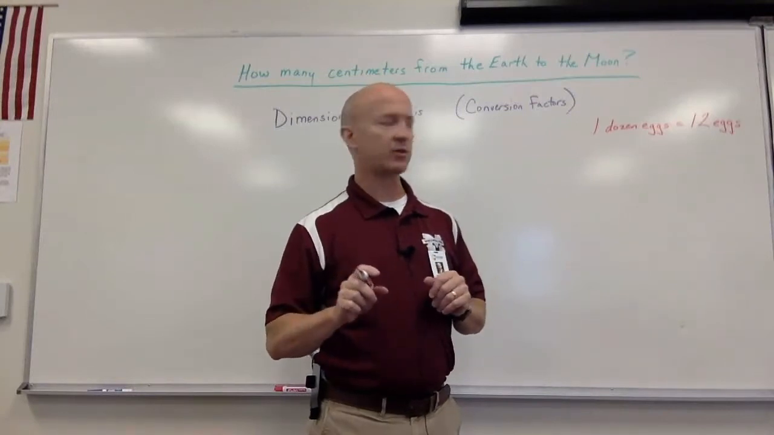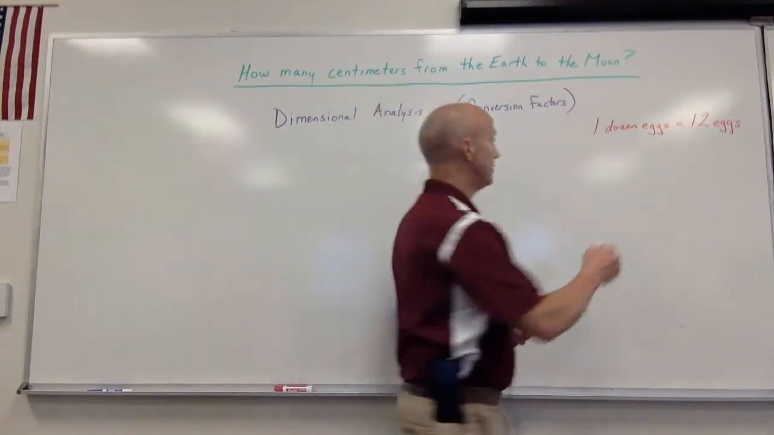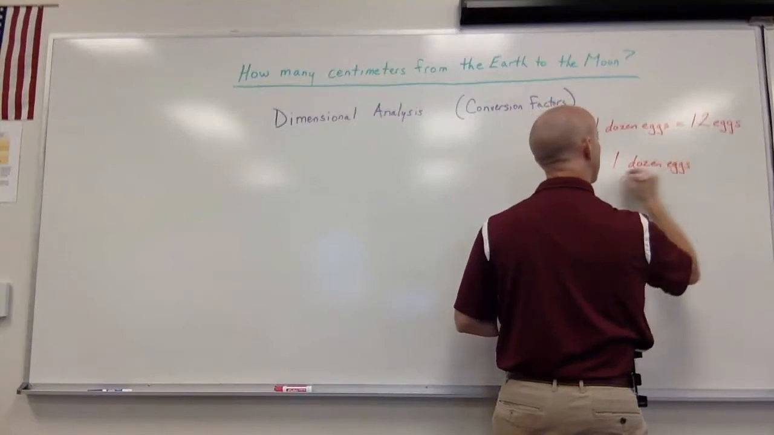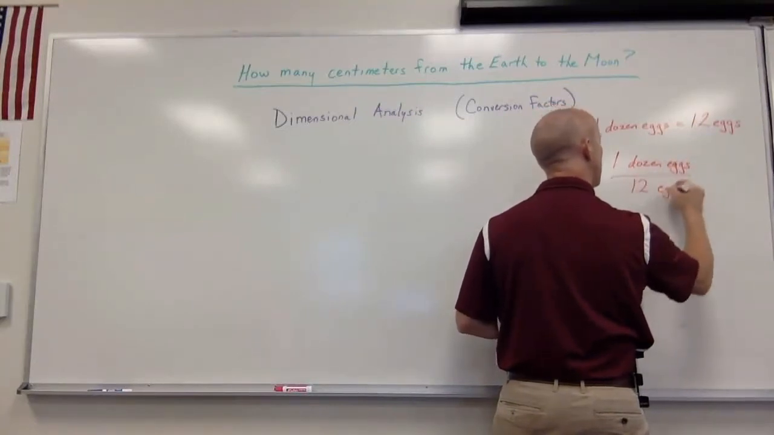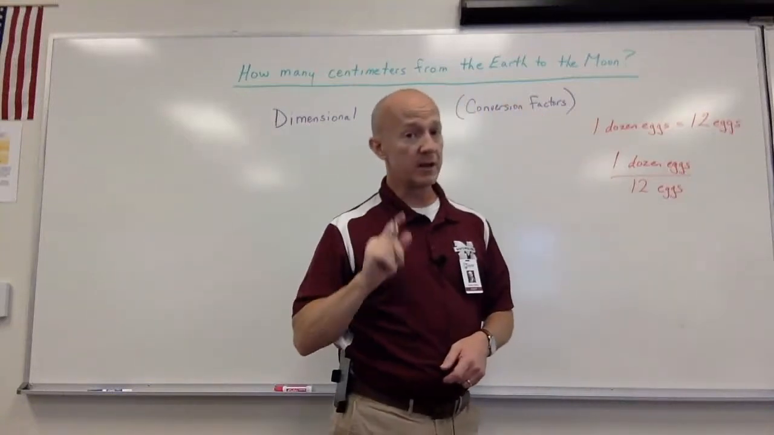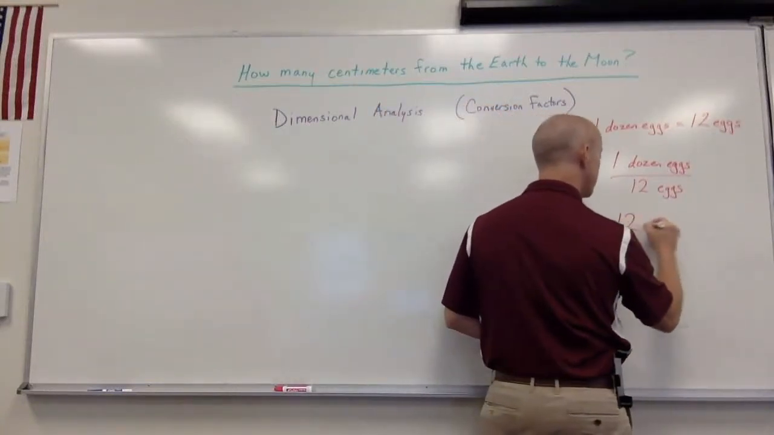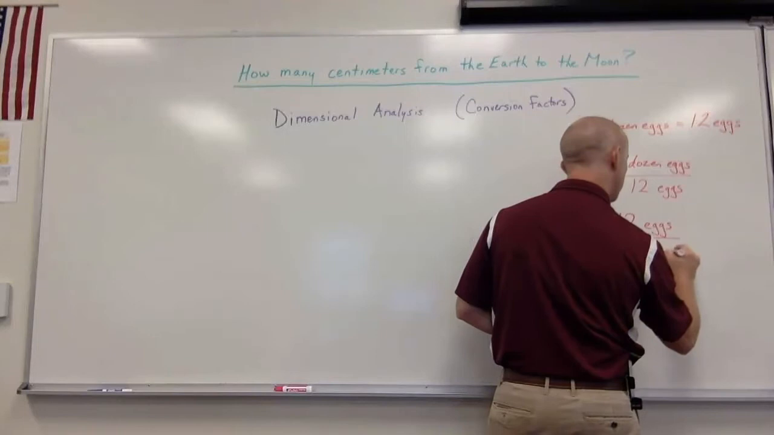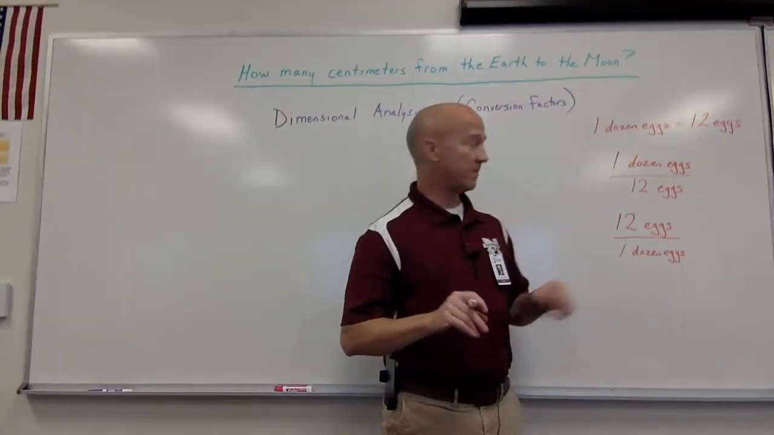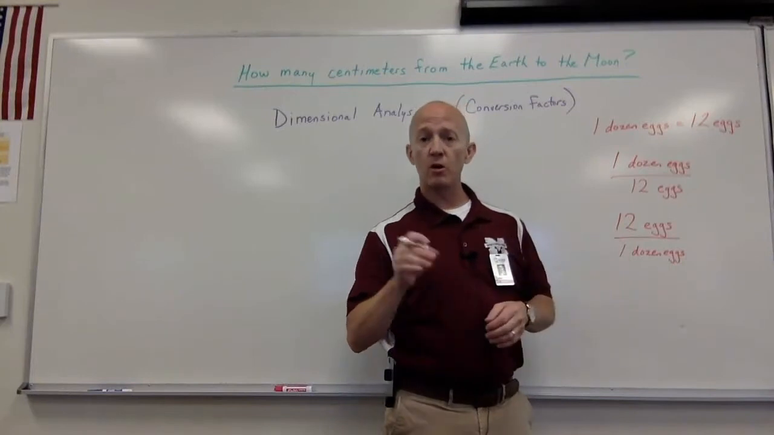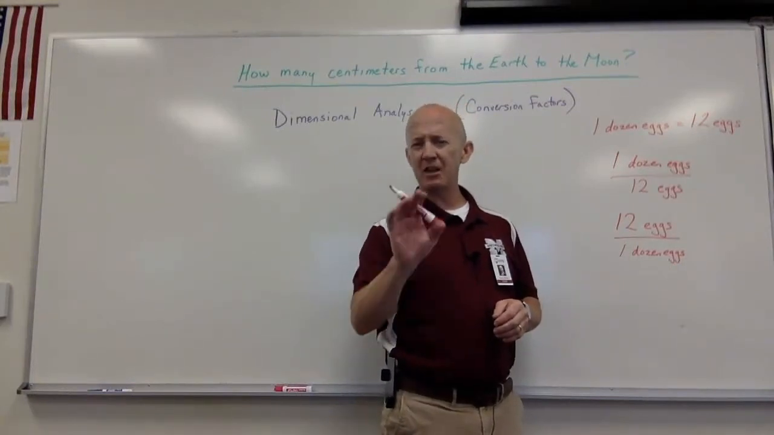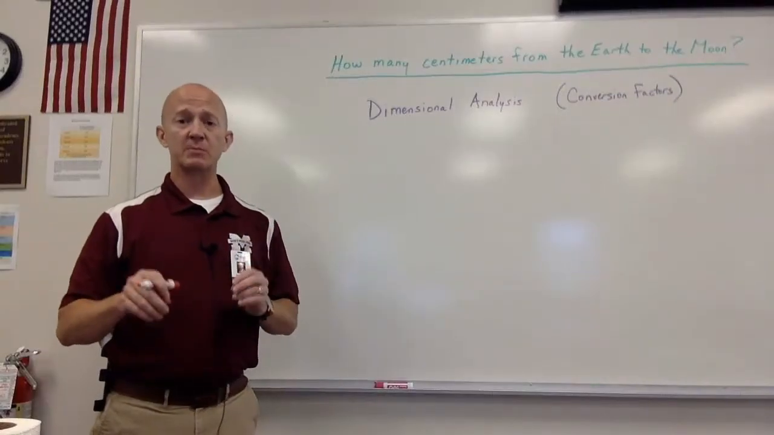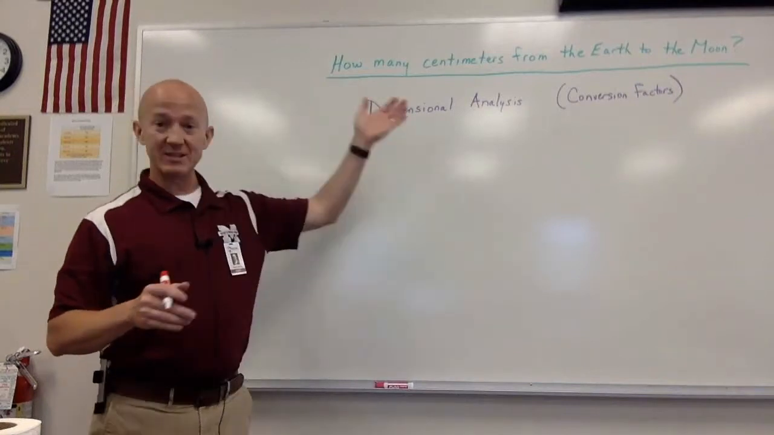So a conversion factor for this equivalence statement might read 1 dozen eggs for every 12 eggs, or it might read 12 eggs for every 1 dozen eggs. As you'll see in a minute, the arrangement depends on what units we need to cancel. I think it'll make more sense when we solve this problem. So let's do that.